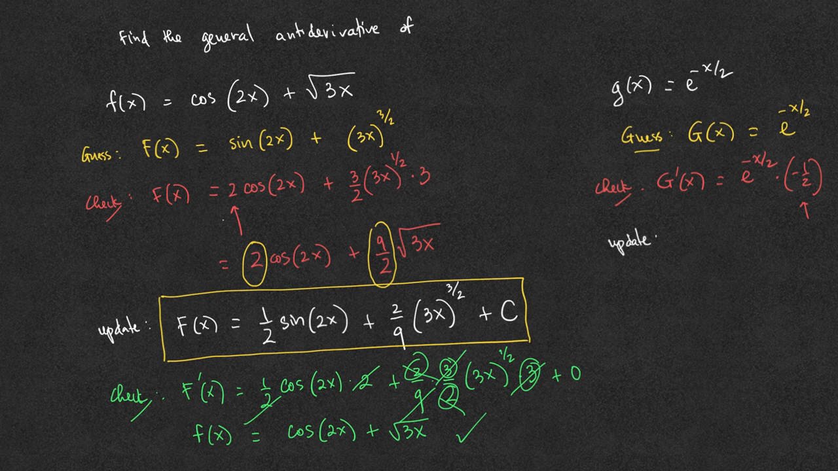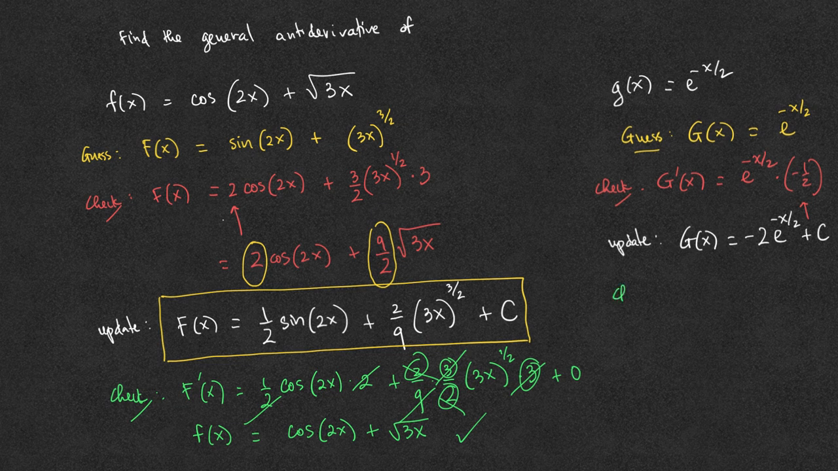We need to get rid of that factor, negative 1/2, so we would need to multiply by the reciprocal of negative 1/2, which is negative 2, and we still have e to the negative x over 2 as our guess plus c.